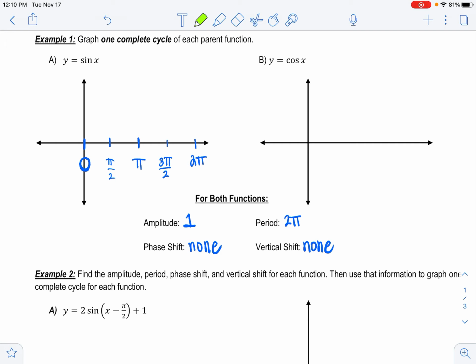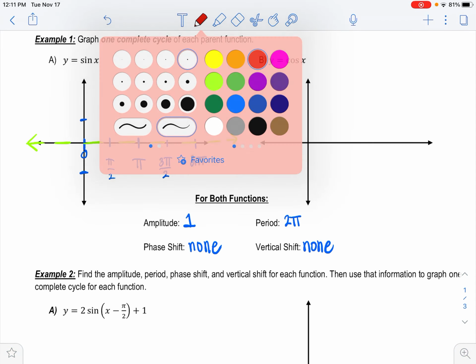The midline goes through the middle of the graph. You're going to use your vertical shift to show where the midline is. Since there's no vertical shift, my midline is at y equals 0. Okay, now what you're going to do is you're going to use your amplitude to graph tick marks for the highest your graph goes and the lowest. Since my amplitude is 1, I'm going to go 1 above and 1 below. I don't like where 0 is now, so I'm going to delete 0 and just put 0 right there. 1 above and 1 below my midline.